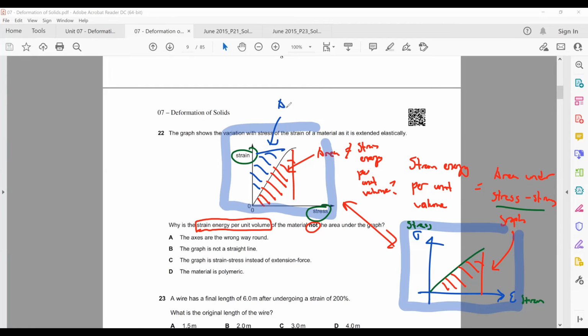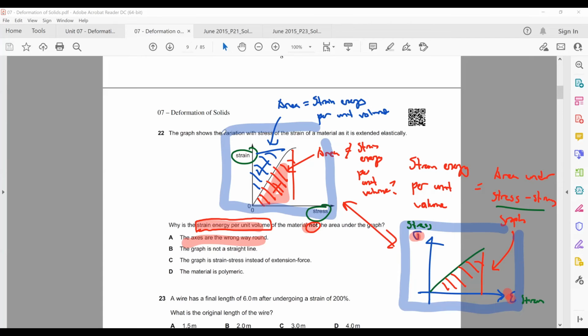This area is the strain energy per unit volume. Okay, this is the correct one. This is the wrong one. So basically the question is asking you why strain energy per unit volume is not this area here. The answer is because the axes are the wrong way around. It should have been stress versus strain instead. Okay.